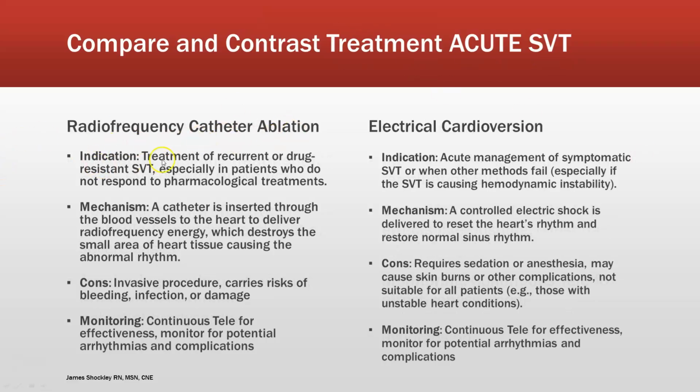Radiofrequency catheter ablation, right, is for treatment of recurrent or drug-resistant SVT. We're going to insert a catheter, and it's going to help deliver this radiofrequency energy, either sound or laser, usually, which is going to destroy that small area that is sending out that aberrant signal. It's very invasive, obviously. That's the con. And with any of those procedures that are done in the cath lab, we know that bleeding, infection, or damage are going to be a risk.